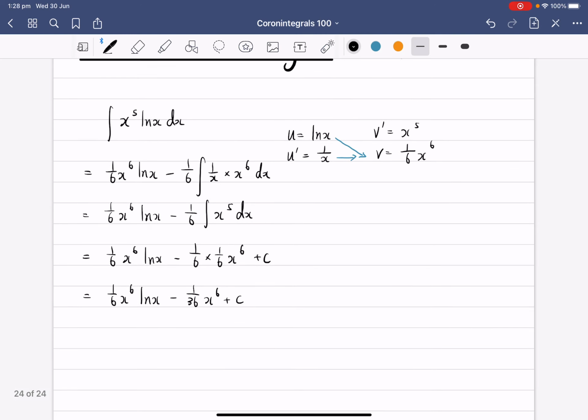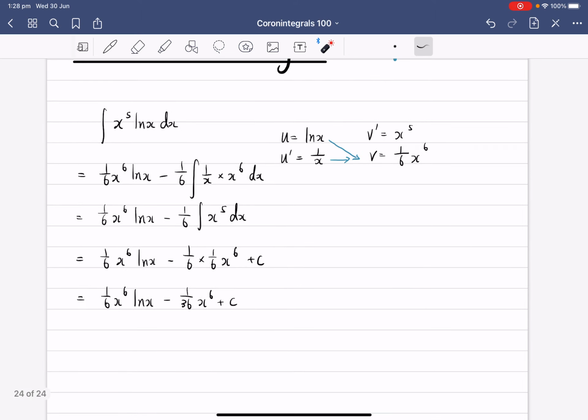Obviously, the key to get this question is you need to be able to choose the correct u and v dash for each of the terms there. If you choose letting v dash to be ln x, then in that case, you will realize that, in order for you to integrate ln x, you probably need to use another integration by parts. So it's probably not an ideal way of solving this question. So you switch them around.